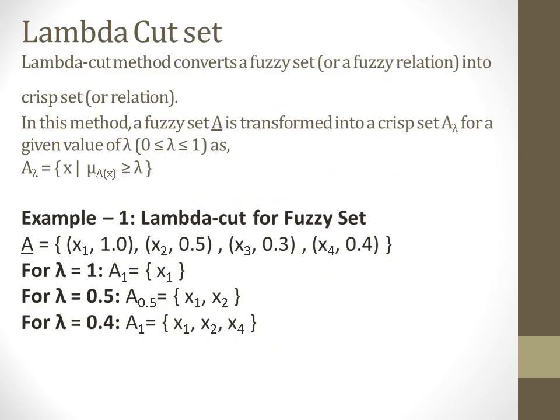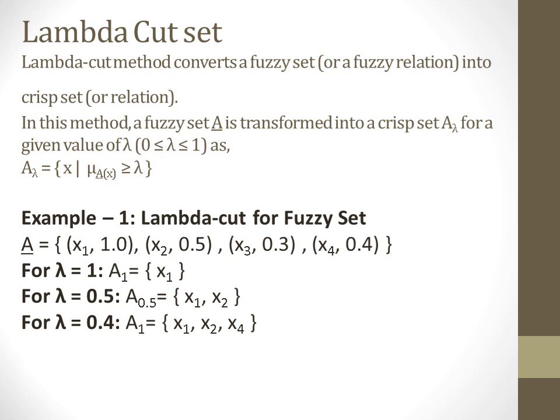is transformed into the crisp set A lambda for a given value of lambda. So lambda lies in between 0 and 1. So what is the formula? Formula is A lambda is equal to X, such that membership value of X for the fuzzy set A should be greater than or equal to lambda.